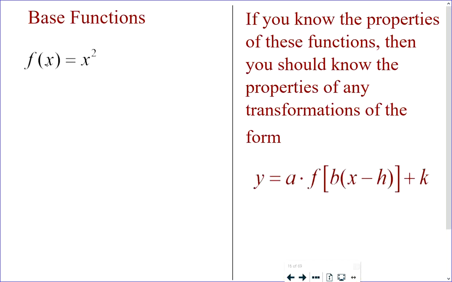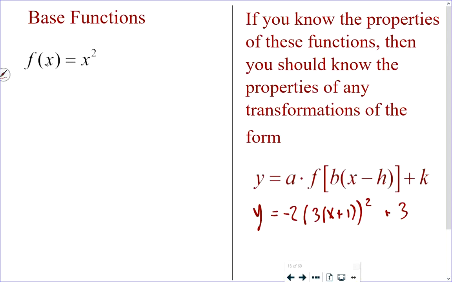And you should be able to apply this to that. You should be able to, for example, if f of x is x squared, say what that looks like.